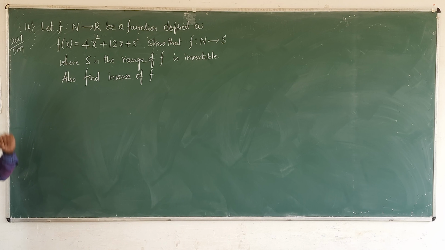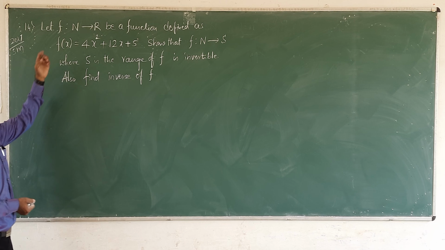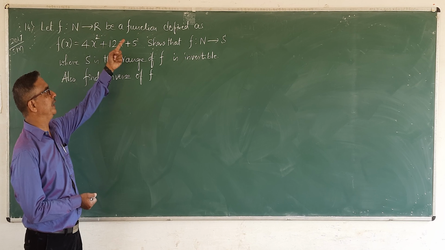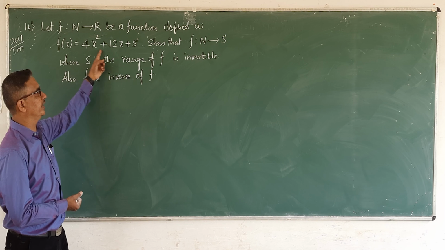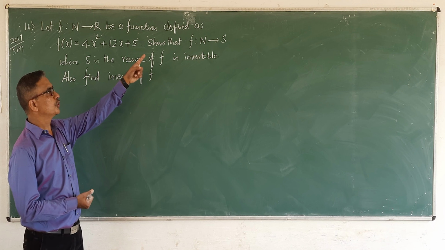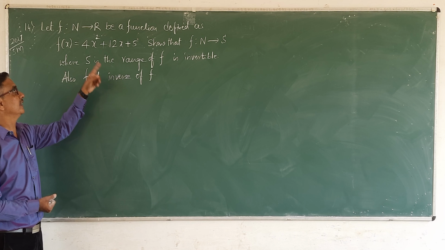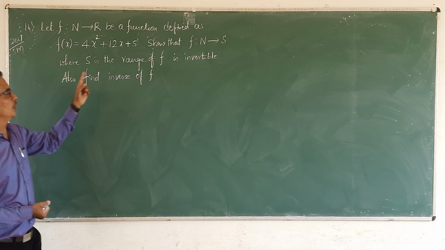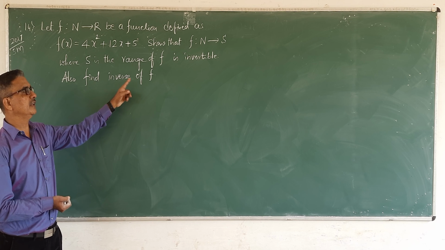Next problem, problem number 14. Again a 5-mark question. That question was asked in 2017. Now here is the question. Let f be a function from natural numbers to real numbers defined as f of x is equal to the quadratic function 4x square plus 12x plus 5. Show that f is a function from N to S, where S is the range of the function. Show that f is an invertible function. Also find its inverse of f, that is, find f inverse.